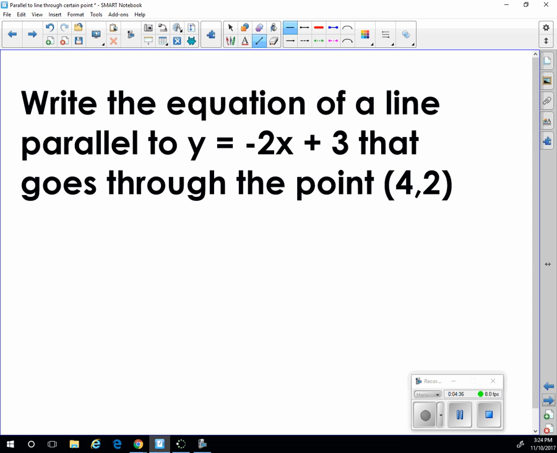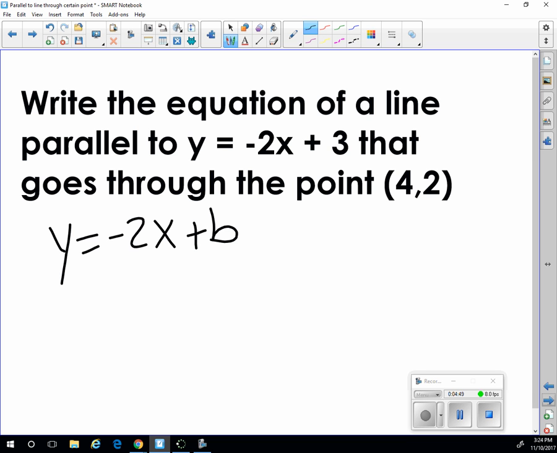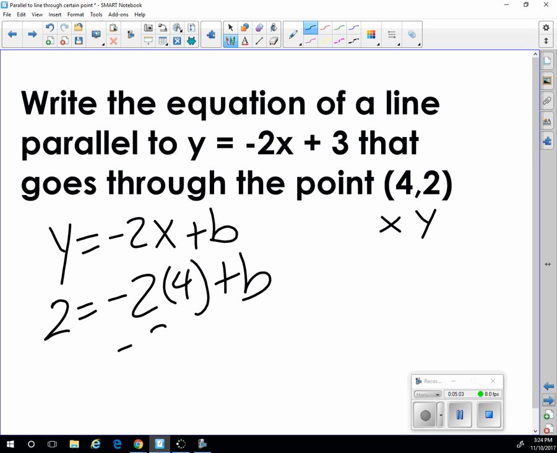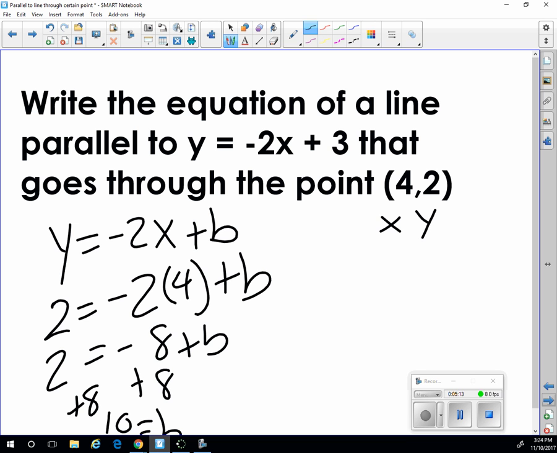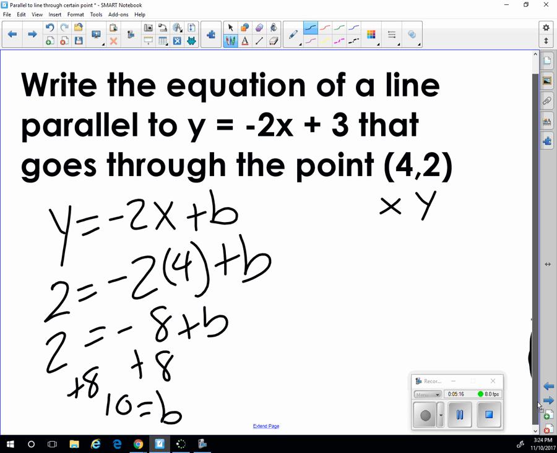Let's do a couple more for practice. Parallel to the line y equals negative 2x plus 3, but going through (4, 2). So we know the slope's going to be the same, but we don't know the intercept, but we can replace x and y with a 4 and a 2. It's easy to switch those around, so be careful there. So 2 equals negative 8 plus b, so add 8 to each side, and you have 10 equals b. b equals 10. So now we can finish writing the equation: y equals negative 2x plus 10.